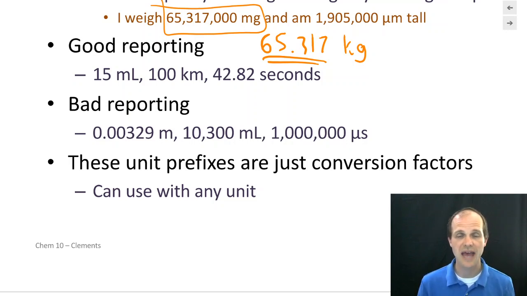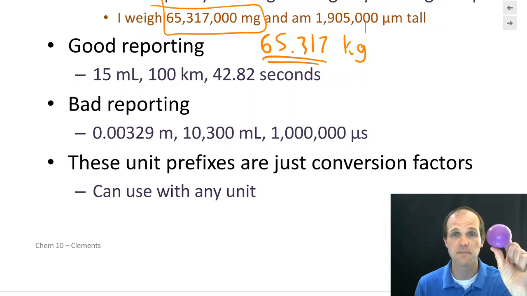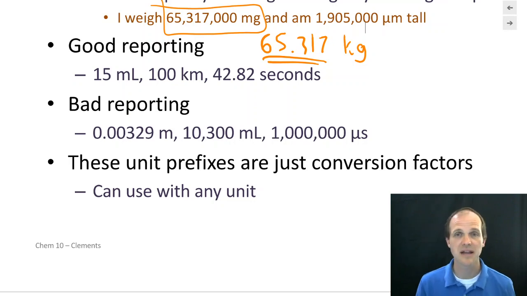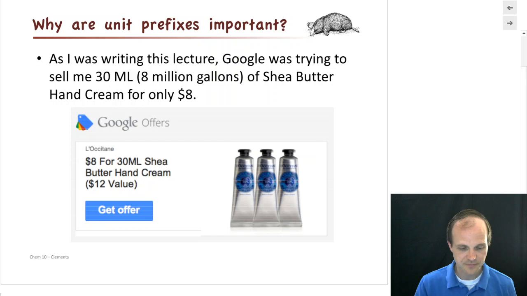We can use them with any unit that we want, not just the SI units, not just grams and liters and seconds and things like that. We can use them literally on anything you want. You could have mega balls, right? And that would just mean you had 1,000,000 balls. You could have a micro ball, which means you took 1,000,000th of this ball. That's fine. They're just a way of modifying any unit that you want.